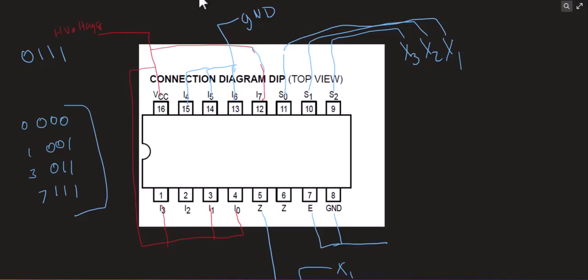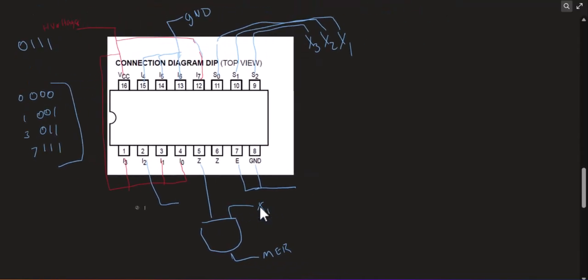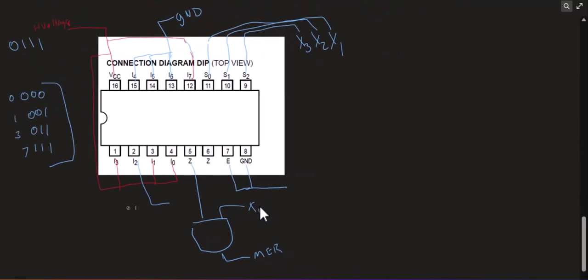Is I2 supposed to be connected to ground, or can you just leave it? I think it ends up not working if you don't connect it to ground, but I'm not 100% sure. Feel free to try it and see. And what is number 5? Number 5 is connected to an AND gate that is connected to X1, X0, and the output is your MER.